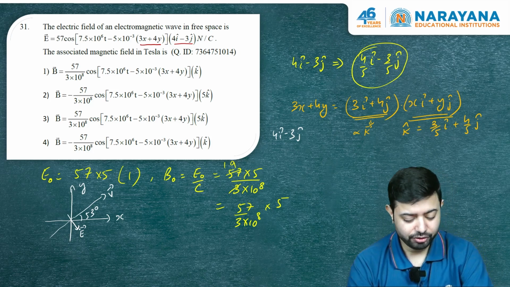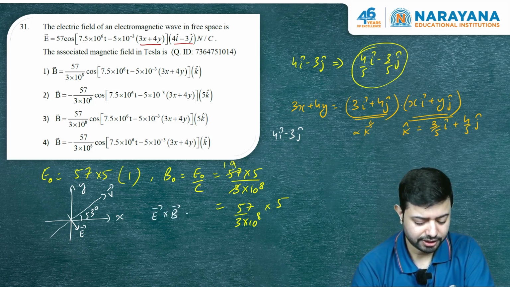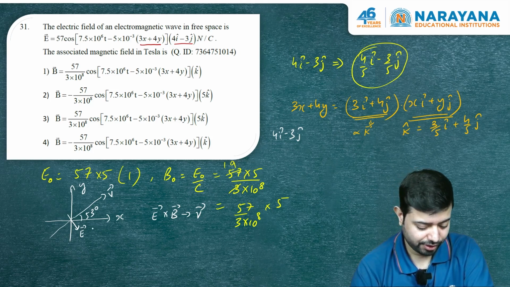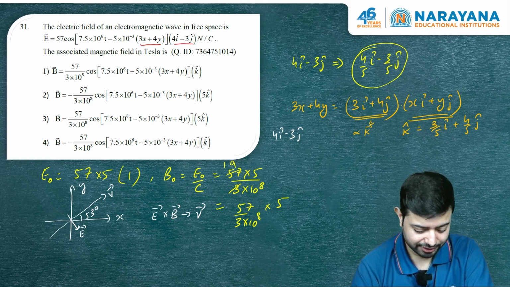So now you know one rule. Where should my B vector be? The direction of the B vector should be in such a way that E cross B gives the direction of the velocity vector. So where should my B vector be? From this you will get your particular answer.